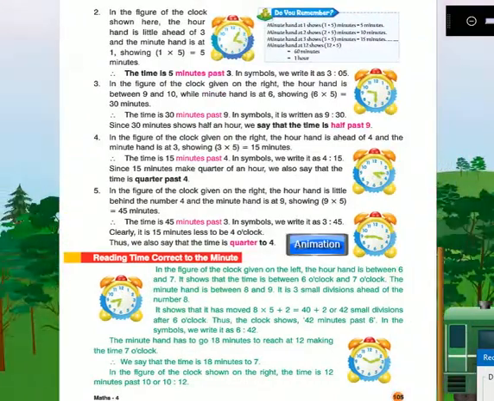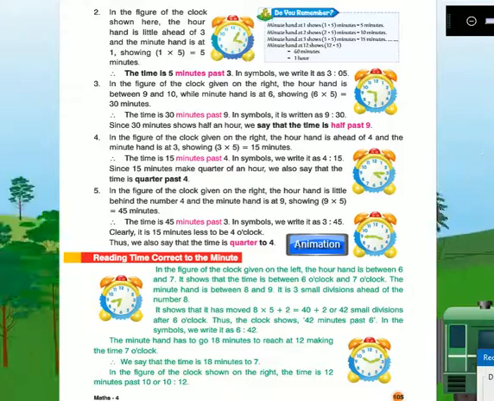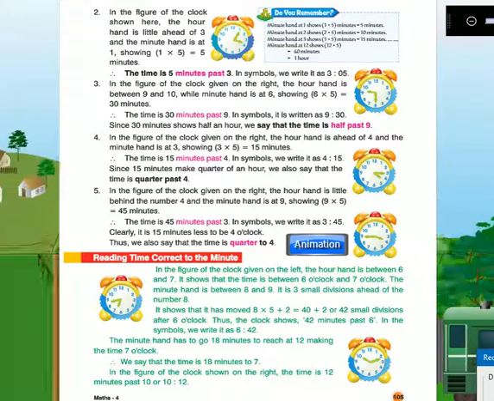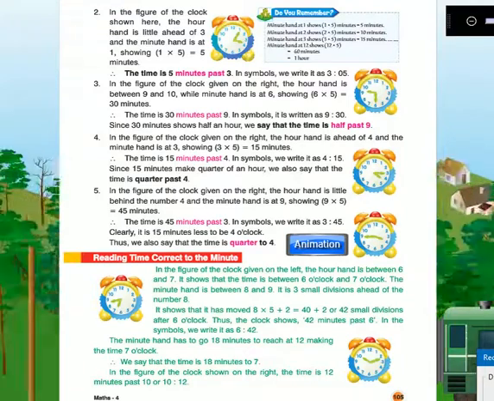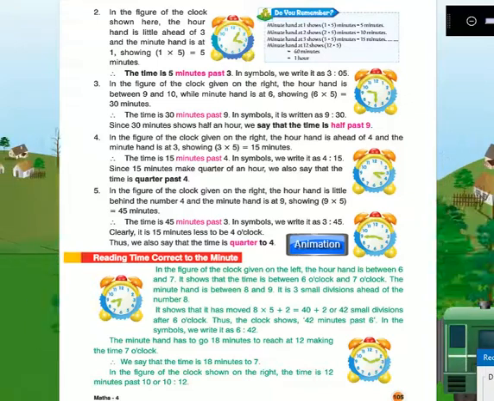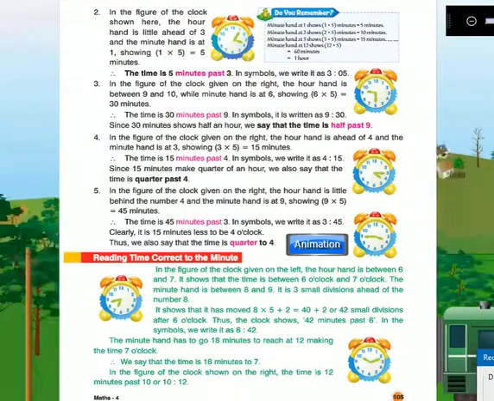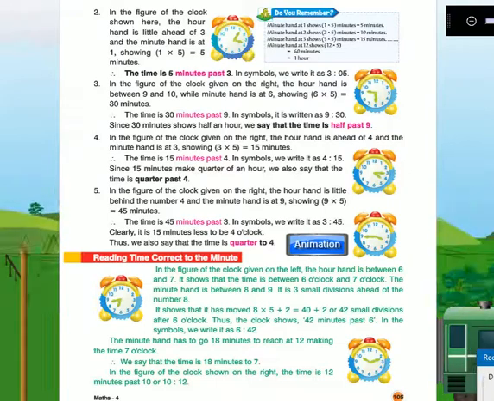Do you remember? Minute hand at 1 shows 1 into 5 minutes, that is 5 minutes. Minute hand at 2 shows 2 into 5 minutes, which is 10 minutes. Minute hand at 3 shows 3 into 5 minutes, that's 15 minutes. Minute hand at 12 shows 12 into 5, which is 60 minutes or 1 hour.